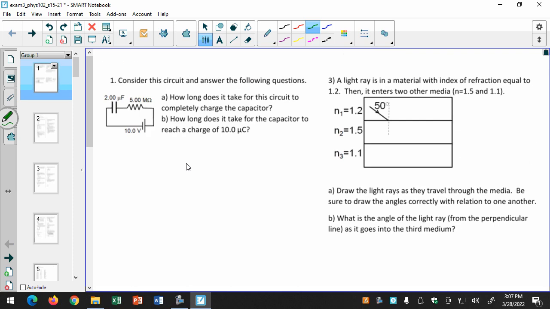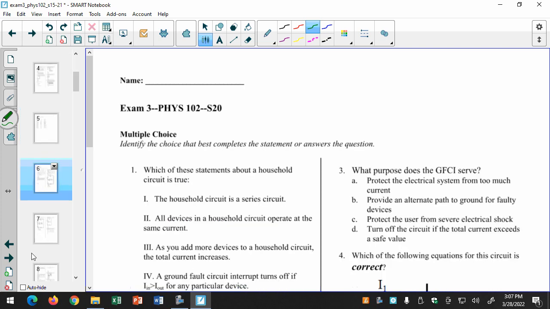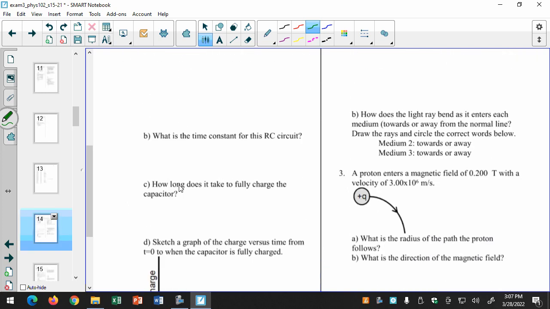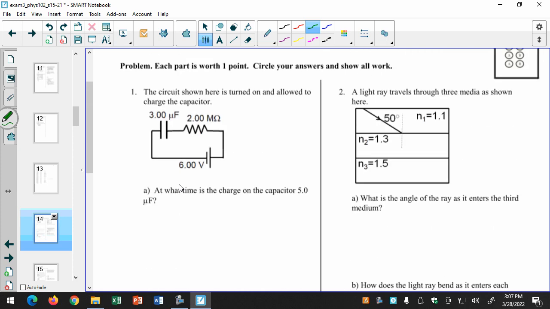Yeah, so this is number 1. This is spring 21. I think that spring 20 didn't have a free response. That was that crazy year. Yeah, 19 has one, and it has a similar one. Let's do this one. I think we've actually done the 21, so let's do this one.